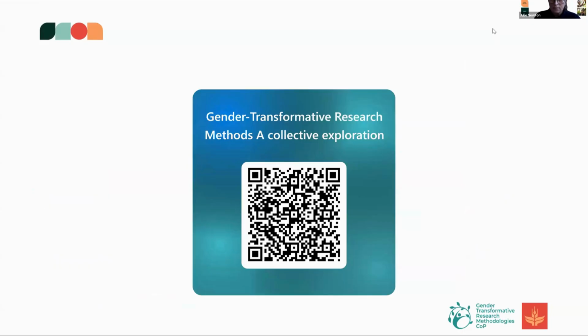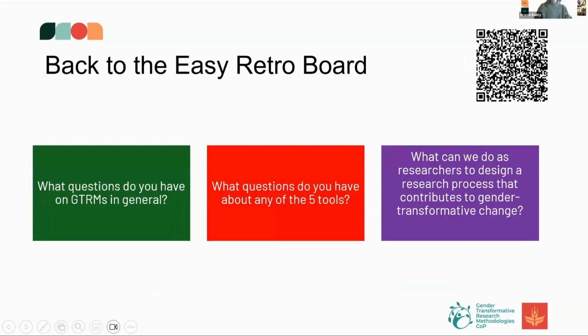Mahin, have you popped those in the chat so I can leave the QR code? Sure, one more. Okay, thank you. Okay, so Jessica, I have not been keeping an eye on the Easy Retro board because I've been very busy changing slides and wondering who's speaking next. So can I invite you, please, just to share your screen maybe and share the questions, or have a look at the Easy Retro and tell us what questions that we have.